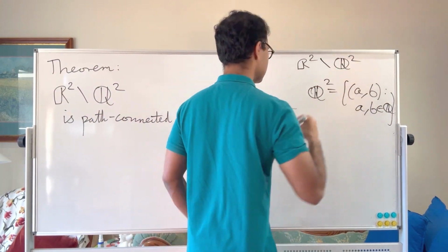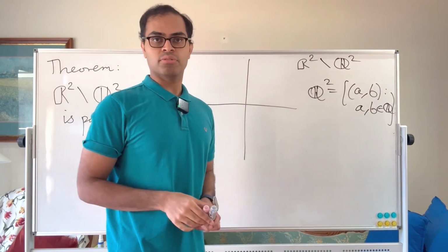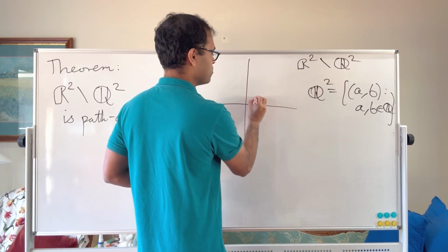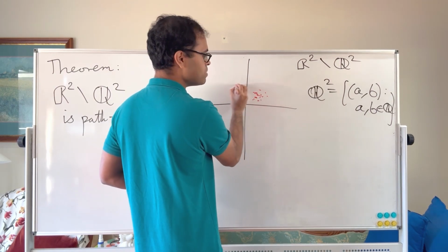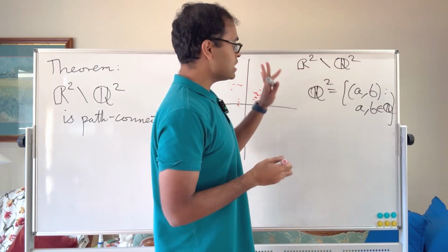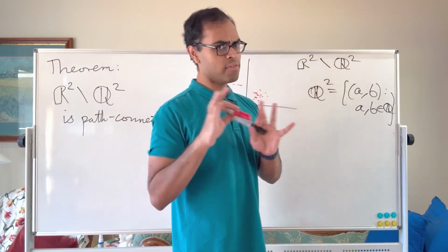Q2 is like a minefield in the plane R2. There are just so many rational numbers. I'm going to be deleting things everywhere, lots and lots of dots. I can't even begin to explain how many dots we're going to delete. But we're going to consider this space, whatever that means.